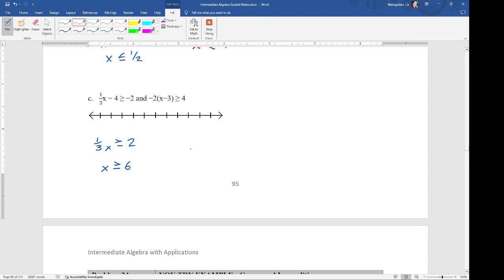Now let's look at our other one. Again, instead of distributing, I'm going to divide both sides by negative 2. We divide by a negative number, so we have to flip the sign. Add 3 to both sides, and we get x is less than or equal to 1. Write some numbers on here real quick.